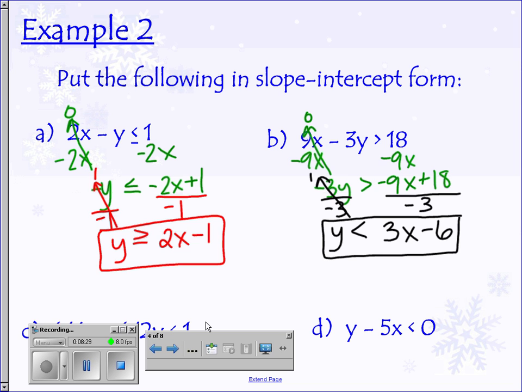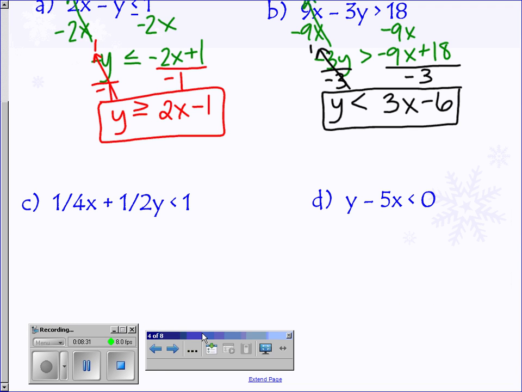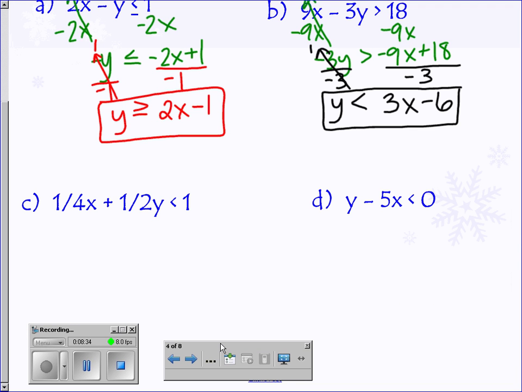Next, let's look at C. This one's dealing in fractions, but we can handle it. Our first step is just like before. We're trying to get y by itself, so we subtract 1/4 x from both sides. We're left with 1/2 y is less than negative 1/4 x plus 1. 1 was positive, so it stays positive.